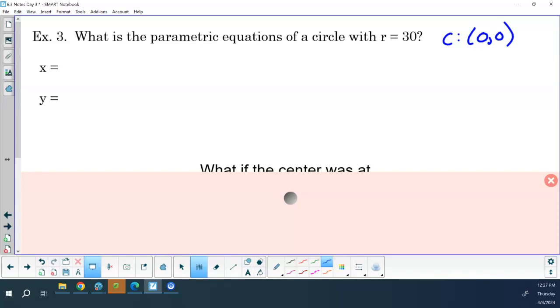X equals what of t? Gotta have a variable, right? So it'd be 30 cosine t. What would the y one be? 30 sine of t. But that's for a circle with a center at the origin. Does every circle have its center at the origin? No. I wish it did, but it doesn't.